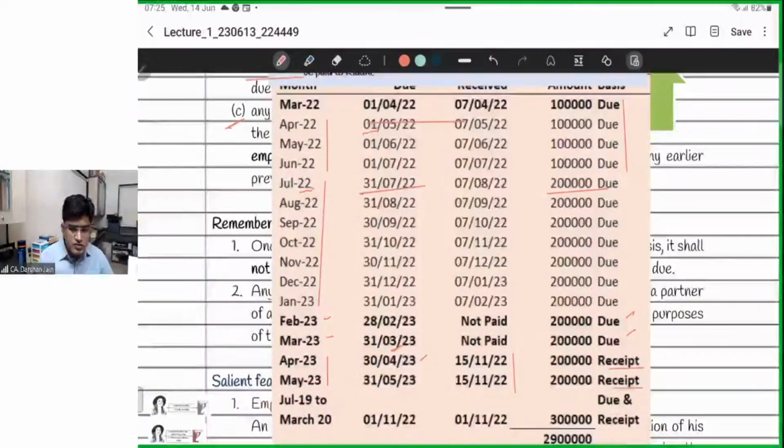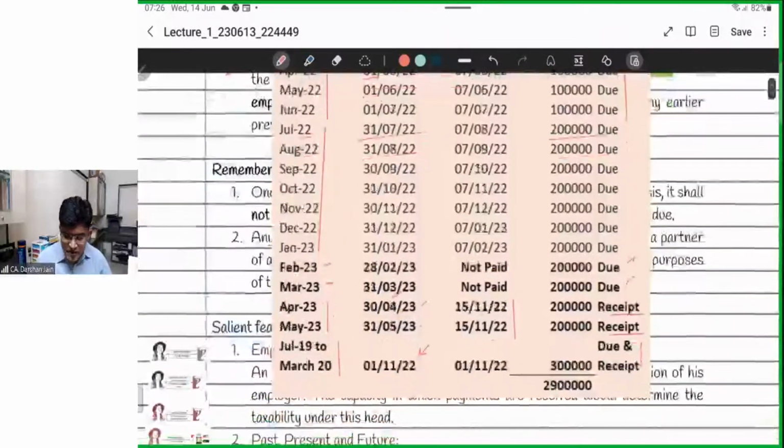And I have also received arrears of salary. Look at this. I've got arrears during the current year pertaining to July 19 to March 20 on 1st of November 22. So 3 lakh rupees to be taxed on due and receipt basis, right? And therefore the total salary, yes, it is indeed 29 lakhs. 29 lakh rupees is going to be taxable in the hands of Riddhi.